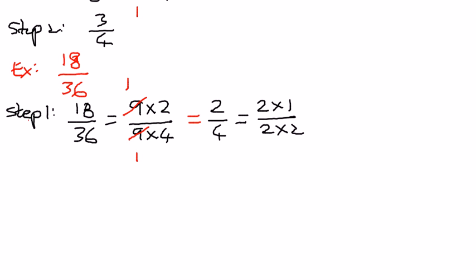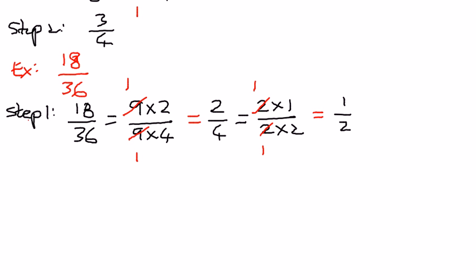Therefore, here again we can come back and say 2 times 1 is 2, 2 times 1 is 2. We can simplify it that way, and therefore we are left with a fraction 1 over 2, like that. So therefore 1 over 2 is the simplest form of 18 over 36.